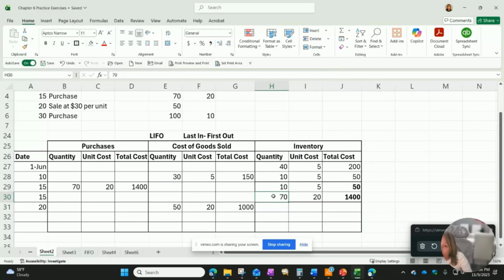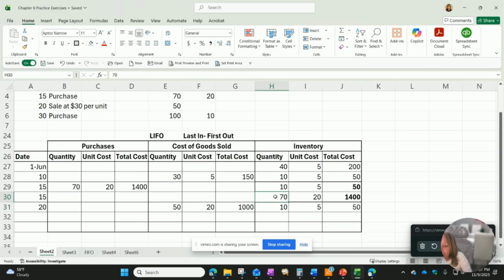In updating the inventory for the 20th of the month, we have to take into consideration the fact that 10 speakers were not sold. They are still in the warehouse. So we brought them down here in the books to update the inventory, and we say, okay, we still have those 10 speakers that had been purchased at $5 each.